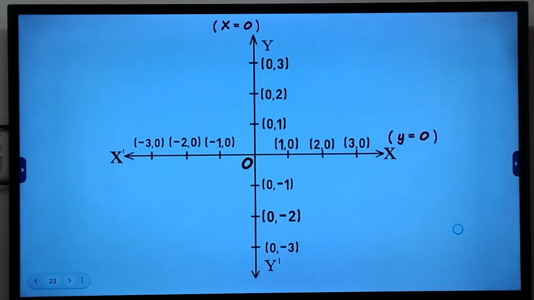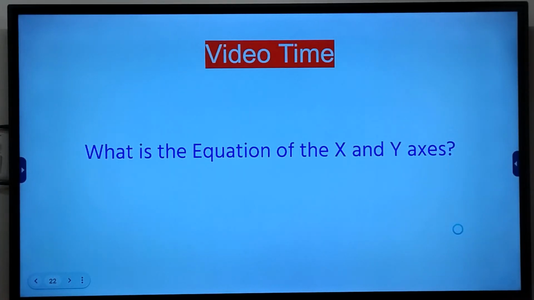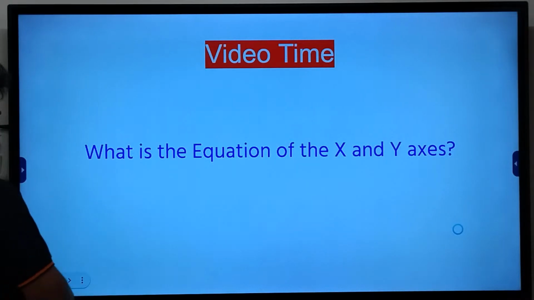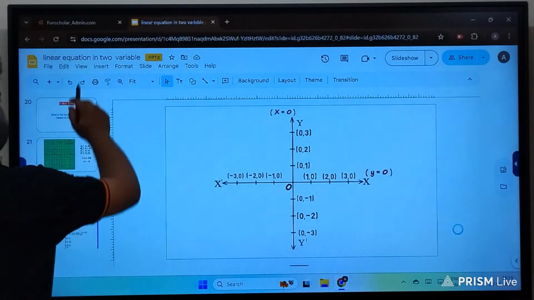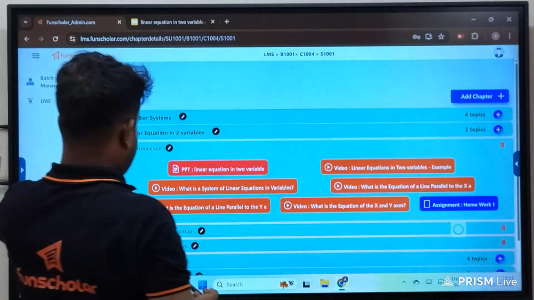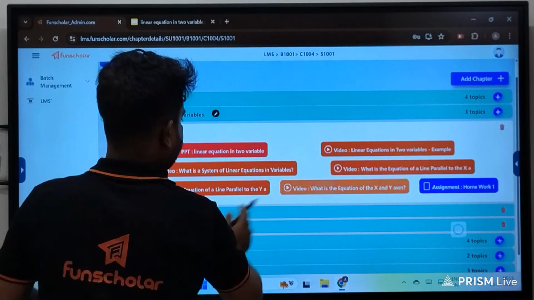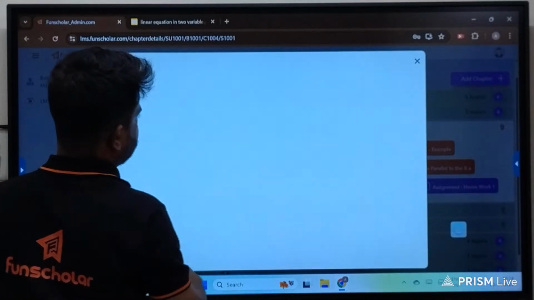Okay, now this one is another video, that is, what is the equation of the x and y axis. Okay, so let's watch the video, because this video is also beneficial, so watch this one.